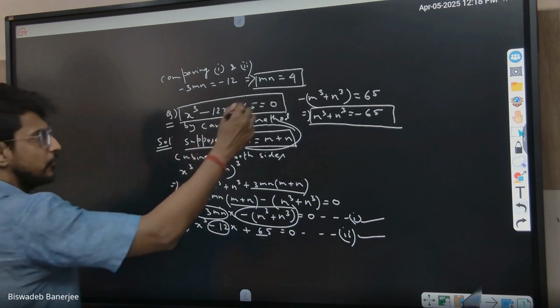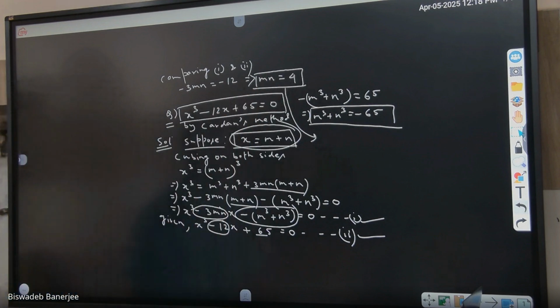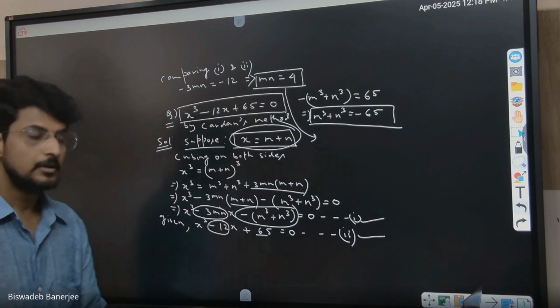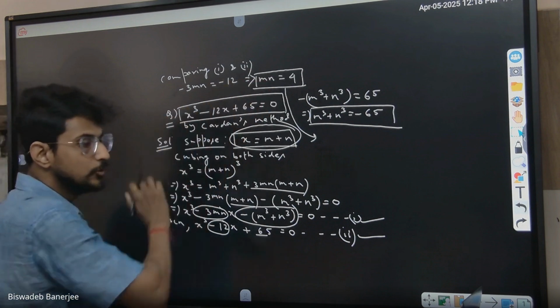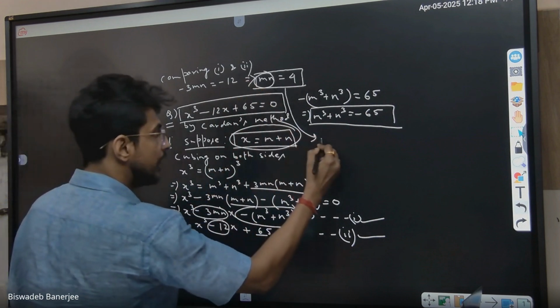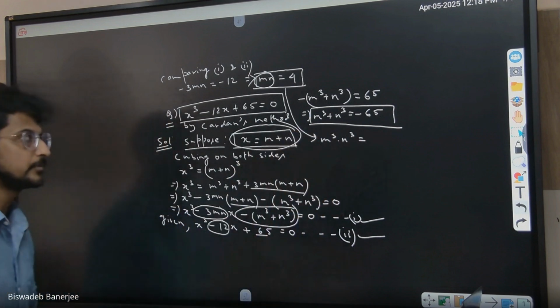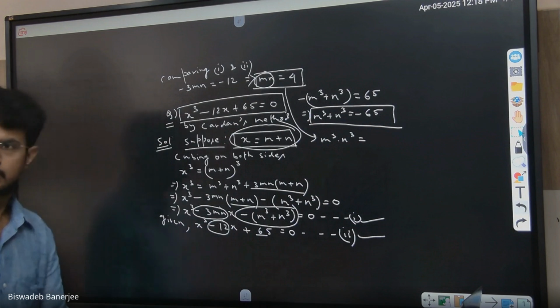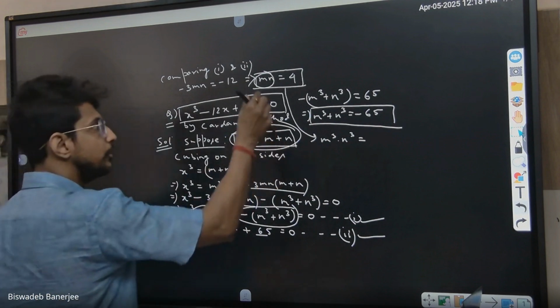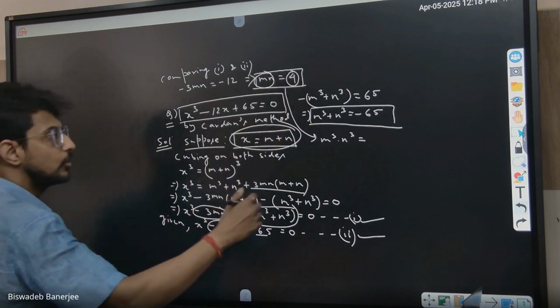Also see that from this equation, if we take cube on both sides, mn whole cube, that will be m cube into n cube. And if we take 4 cube, that means 64.